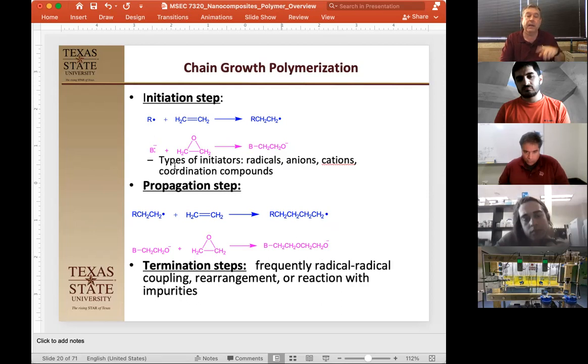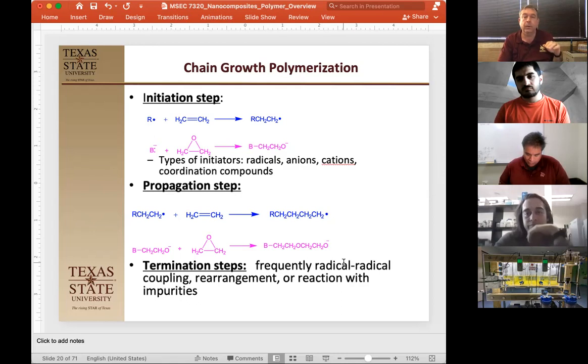Now, in the case of this, once you've consumed all your monomer, you can terminate this by either a radical-radical coupling. So two long chains grow into each other and there's no more monomers, so they just react with each other. And that creates no more radicals, the chain stops growing. In the case of an anion or a cation, you typically add something like water at the end, and that stops the reaction and gives you your termination step.